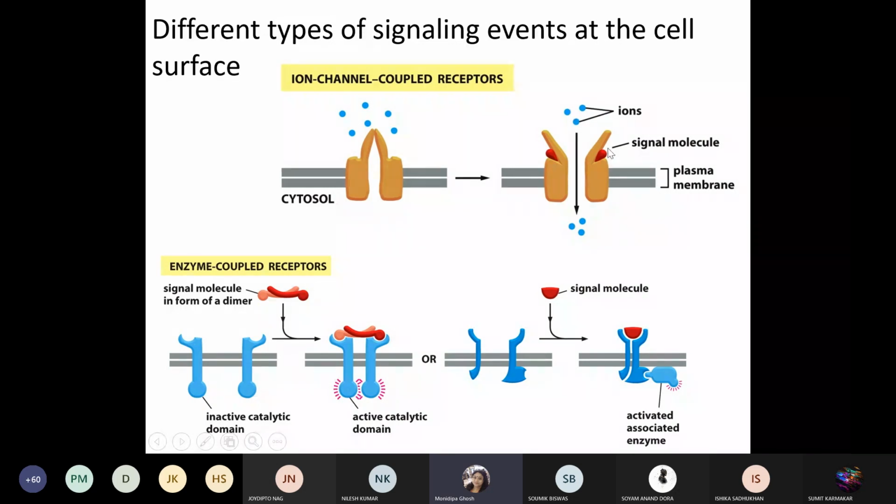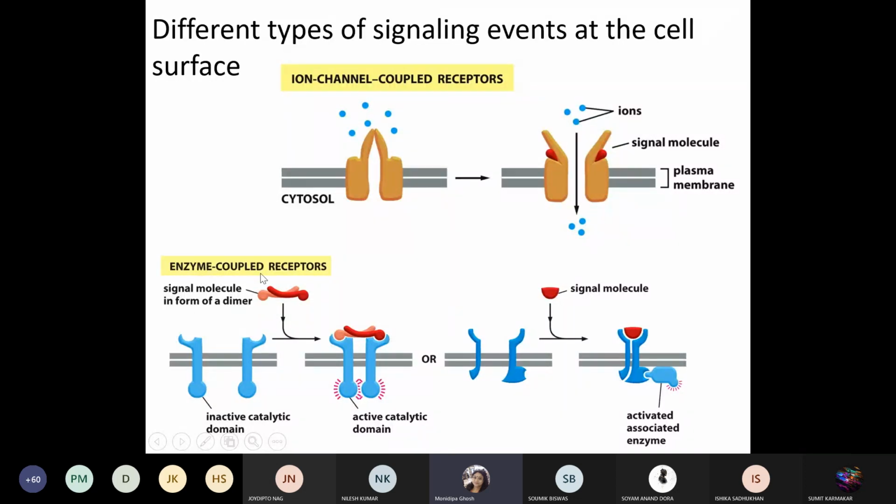So the signaling molecule which is specific for this ion channel coupled receptor, when it sits over this, alters the receptor's morphology and function, and it just opens up. Here is the closed receptor gate, and here is the open receptor gate. Whenever the receptor gate is open, ions can pass from outside to inside the cell.